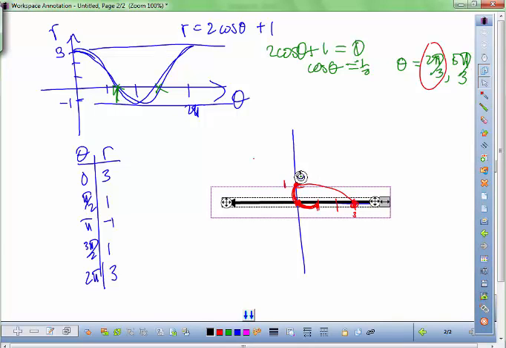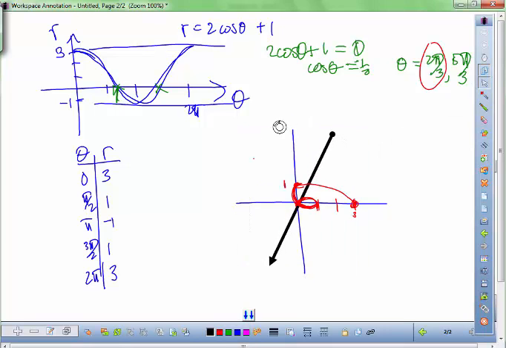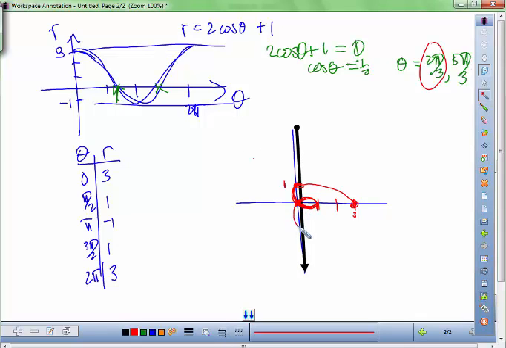Now I continue doing that until about 5 pi over 3, where I end up back over here. And then I continue. Now I'm back to positive ground again. So from 0 to positive 1. And I'm looking at the direction in which the pointer is pointing, right? Not where X or Y are. That's positive 1 going forward. And then I finish off back at 3.